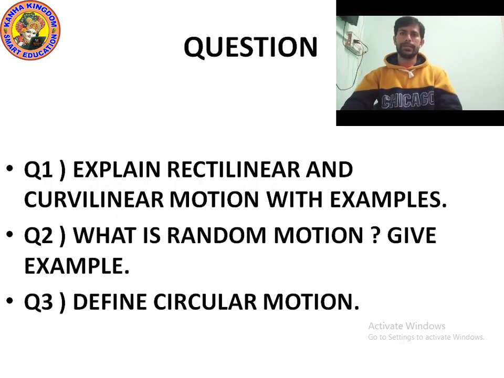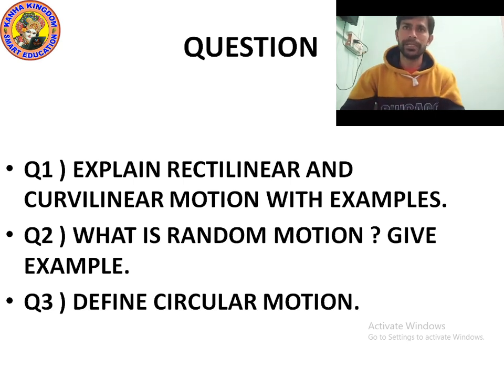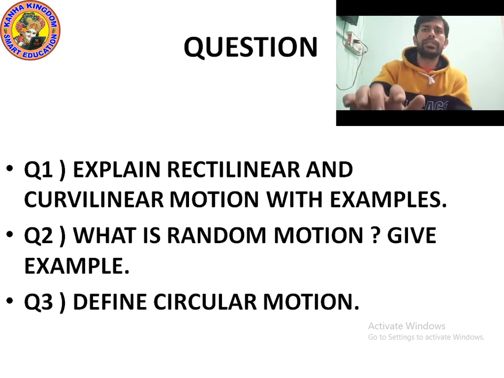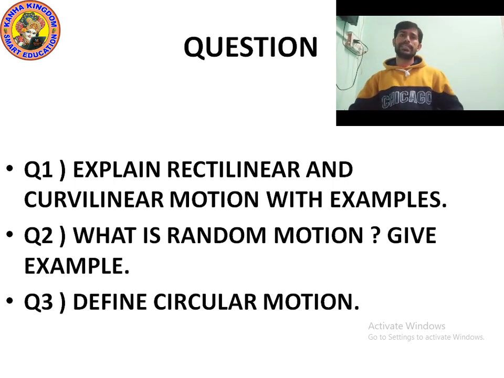It's time to ask questions. Question number 1. Explain rectilinear motion and curvilinear motion with examples. What is rectilinear motion? If a body moves in a straight line, it is called rectilinear motion. For example, motion of a car, motion of a truck on a highway, march past done by soldiers.